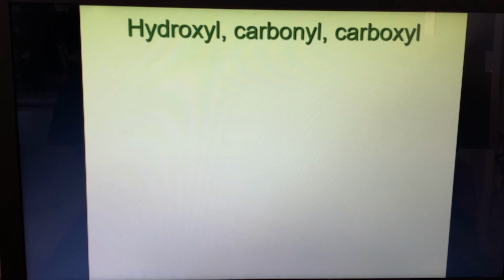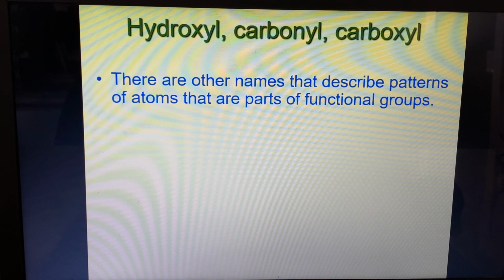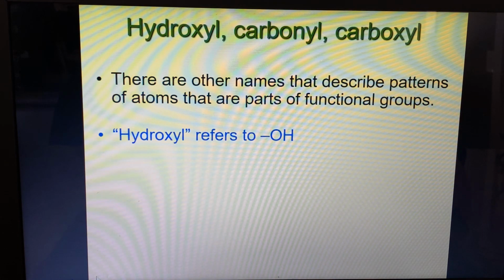Now, some basic things you're going to understand as we go through these: these are little groups of elements that are going to be helpful to recognize. Hydroxyl, we talked about this as being a hydroxide. When it forms an ion, it's a hydroxide. When it's attached to a carbon, it's a hydroxyl.